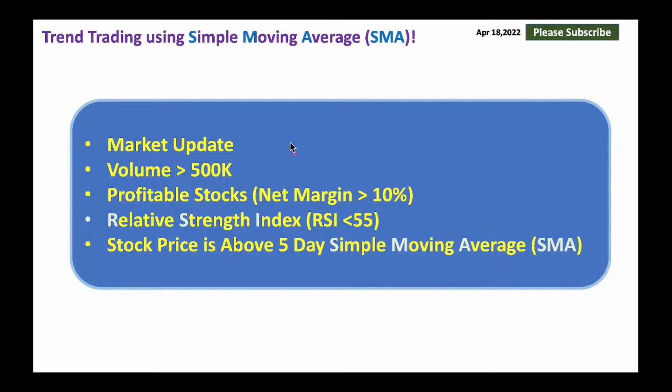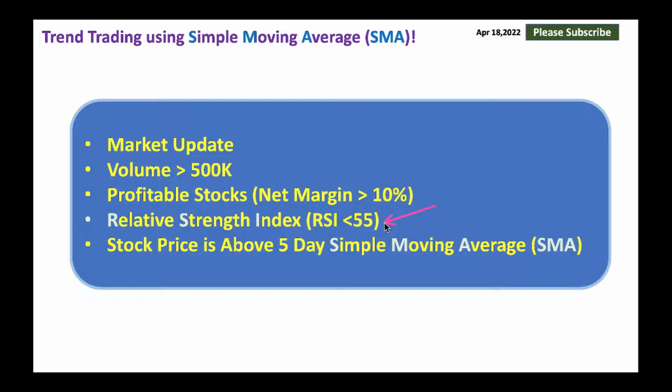We'll start with a quick market update, and then let's take a look at stocks with a volume more than 500k, and we'll make sure we look at the profitable stocks with a net margin more than 10%. These are really companies making money, not the money losers. Wall Street does not have patience for money losers right now. And let's make sure stocks are in an uptrend, but they're not completely overbought. So these are relatively oversold here.